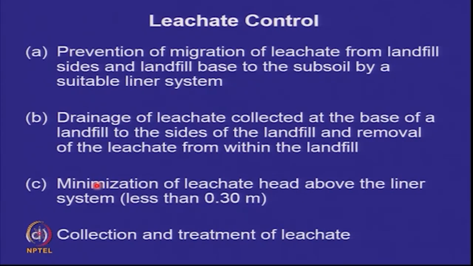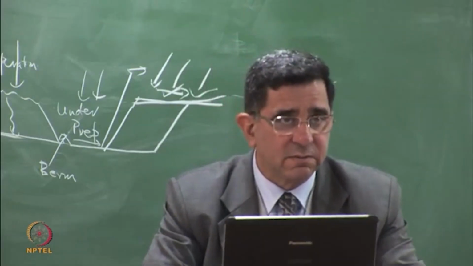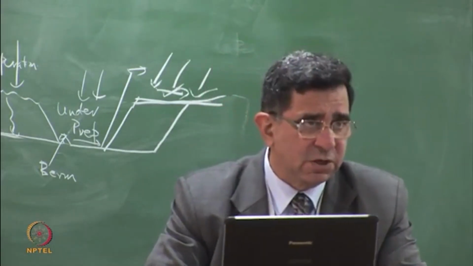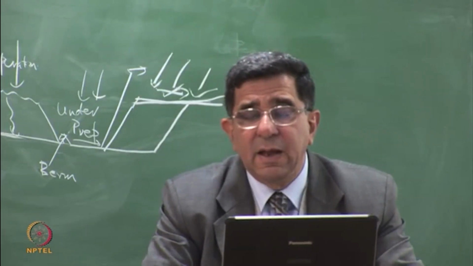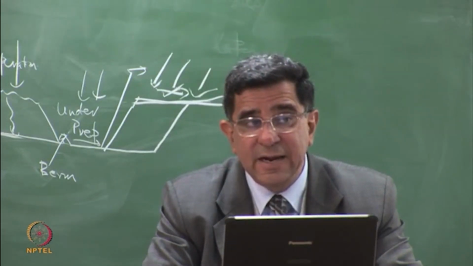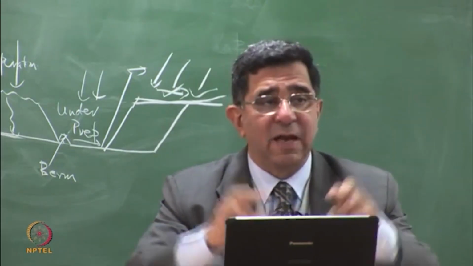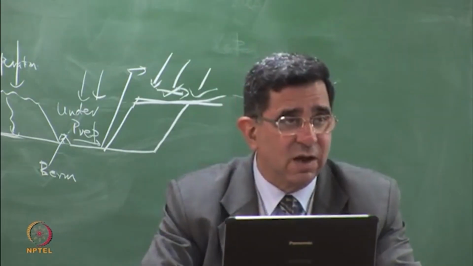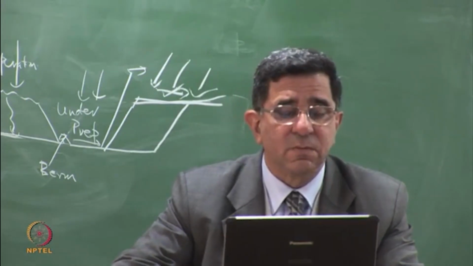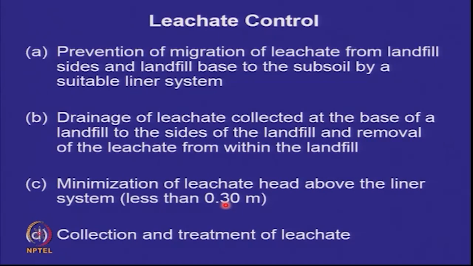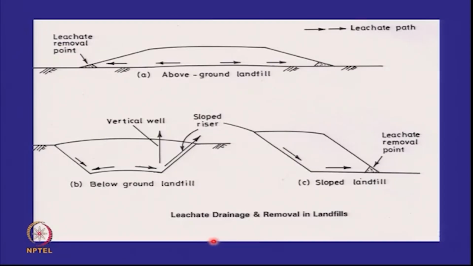The second is, our leachate collection layer is 30 centimeters thick, typically. That's the minimum specification. We've done that. So our leachate head should not be more than 30 centimeters thick. That means when I design the pipes inside the leachate collection layer, my design head is 30 centimeters or 1 foot. And then I have to collect and treat the leachate. So let's just see this.